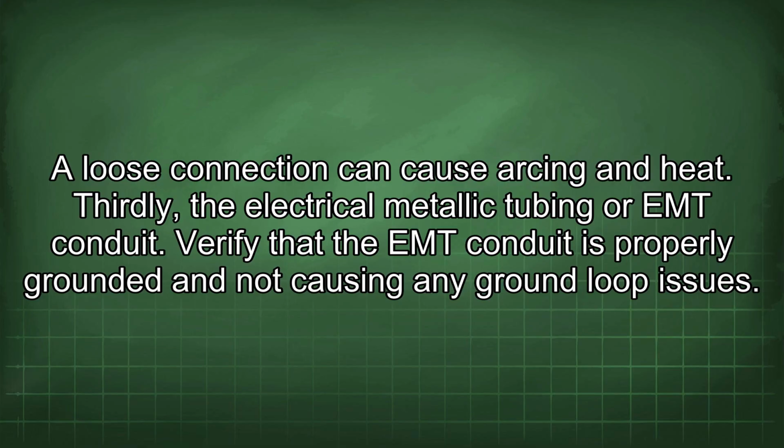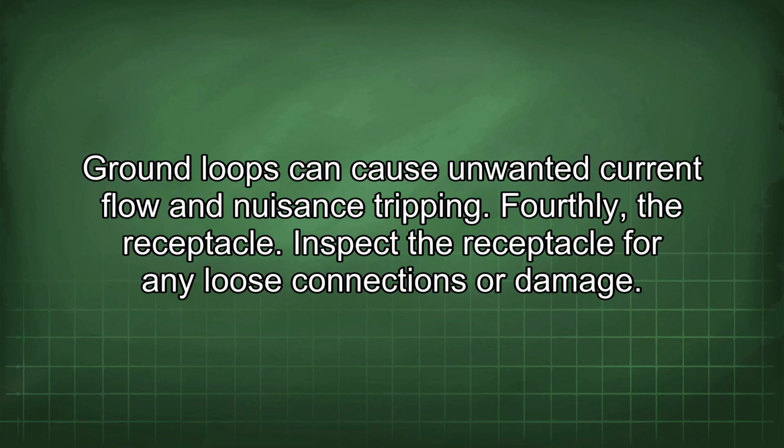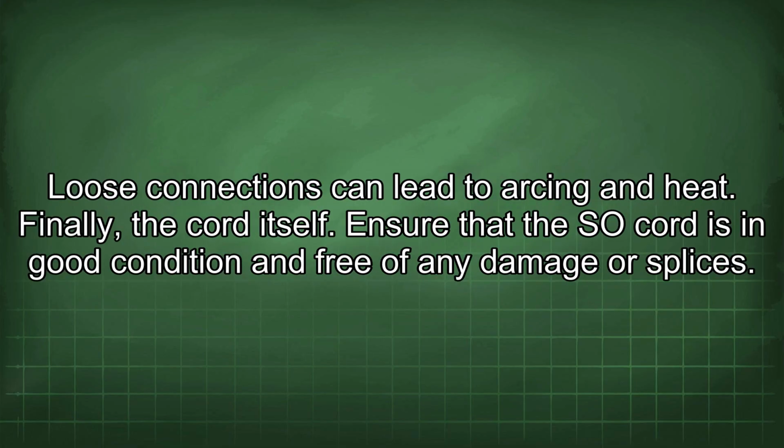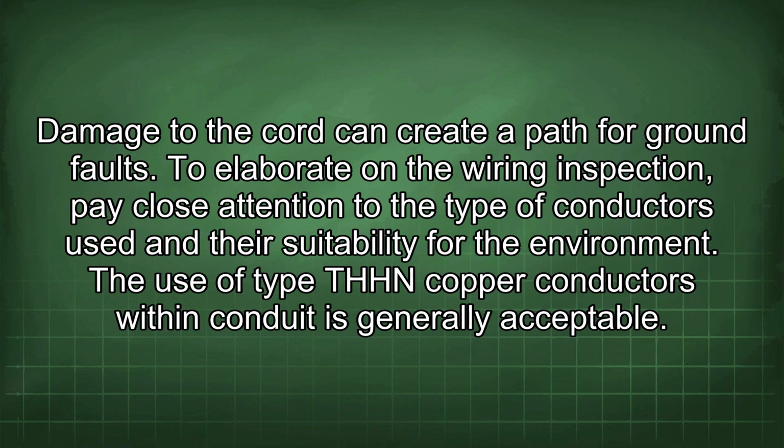Thirdly, the electrical metallic tubing, or EMT, conduit. Verify that the EMT conduit is properly grounded and not causing any ground loop issues. Ground loops can cause unwanted current flow and nuisance tripping. Fourthly, the receptacle. Inspect the receptacle for any loose connections or damage. Loose connections can lead to arcing and heat. Finally, the cord itself. Ensure that the spa cord is in good condition and free of any damage or splices. Damage to the cord can create a path for ground faults.